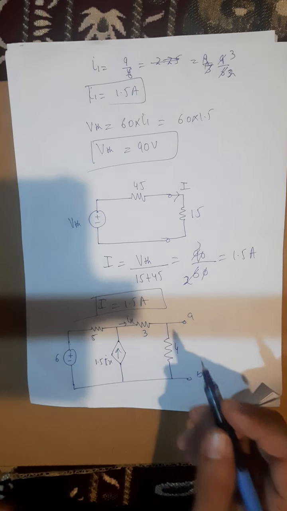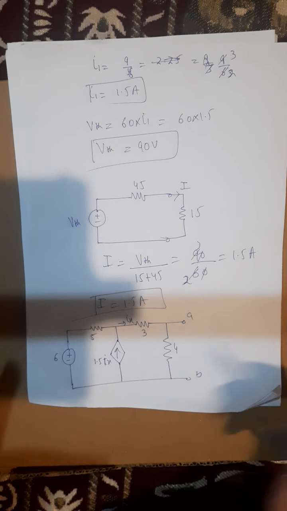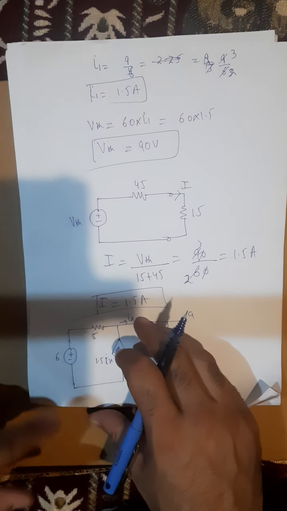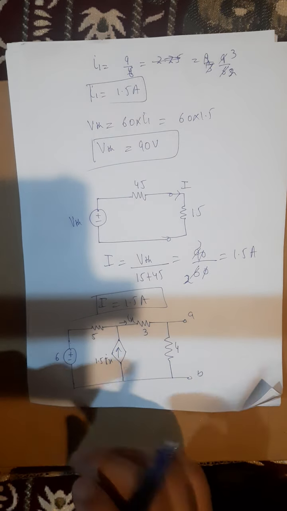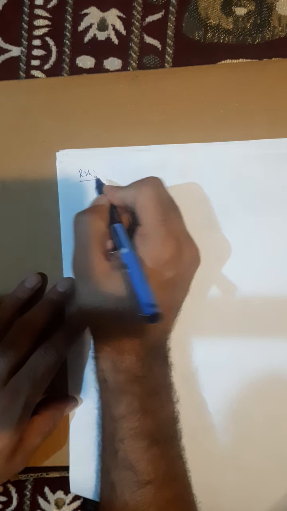Here we cannot calculate RTH simply by turning off all the sources and measuring RTH from this terminal. Here we have to use a voltage source at this terminal of 1 volt, or a current source of 1 amp, and see what we find by turning off all the independent sources. So let us calculate RTH. Since the circuit has dependent sources, for calculating RTH we have to turn off all the independent sources, and then we will apply a voltage source of 1 volt across the terminal AB.